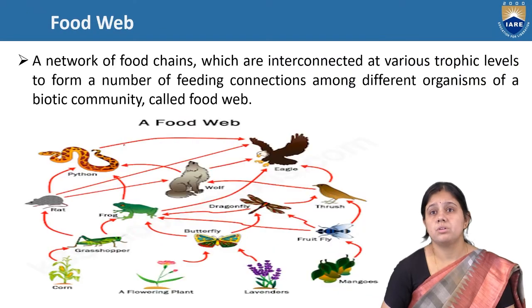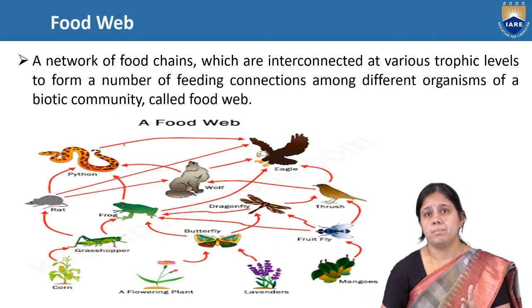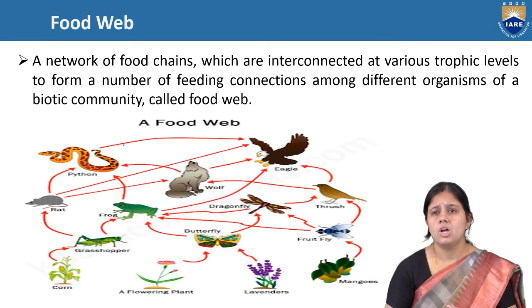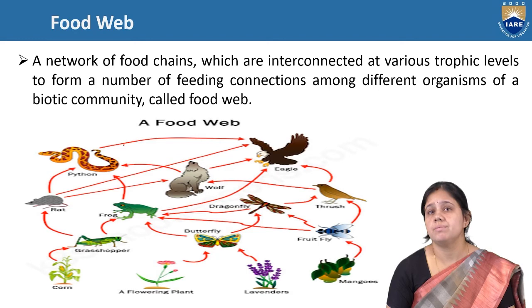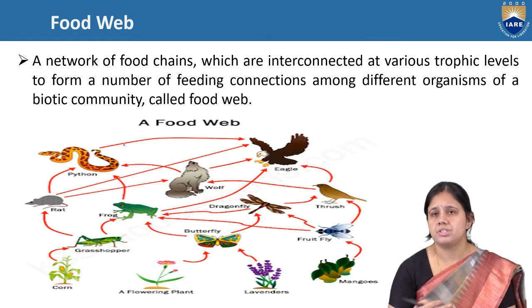Now come to the food web. A food web is nothing but a network of food chains. It is a lot of food chains which are interconnected at various trophic levels to form a number of feeding connections among different organisms of a biotic community. That is called a food web. A food web is a lot of food chains.